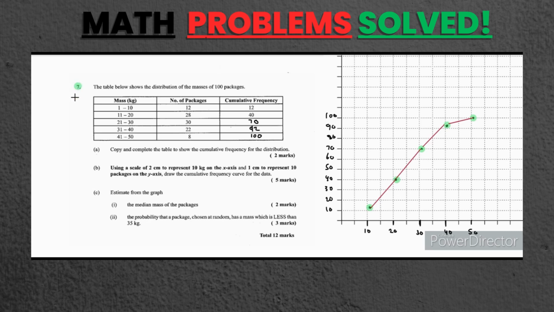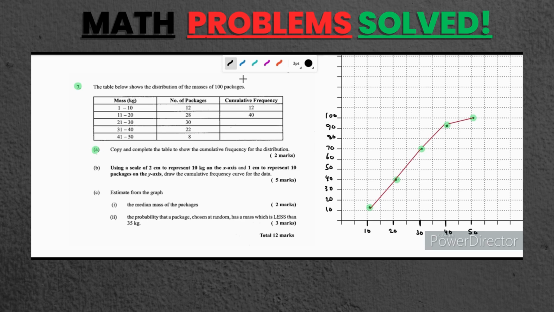Question number 7. The table below shows the distribution of the masses of 100 packages, right? So 100 packages are given to us and their masses are given. Here you can see this is the mass and this is grouped data, right? First of all, what we have to do: copy and complete the table to show the cumulative frequency for the distribution. So we have to find the cumulative frequency. First of all, we will complete this table.